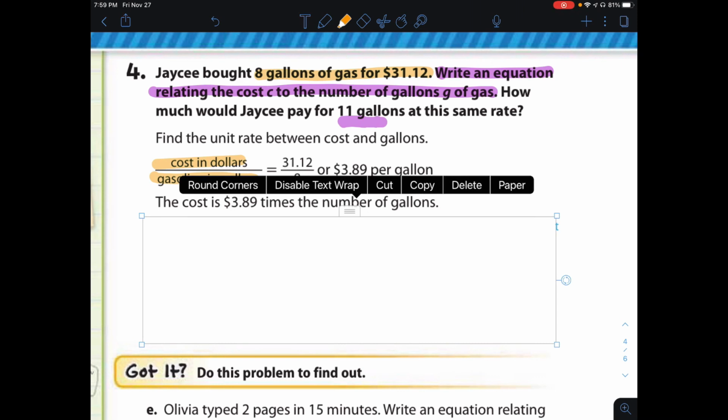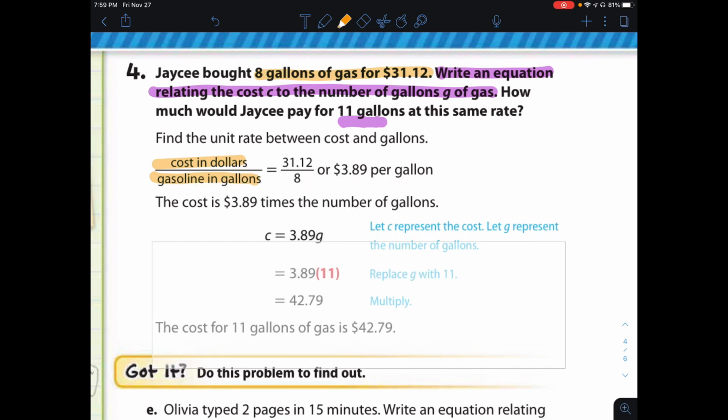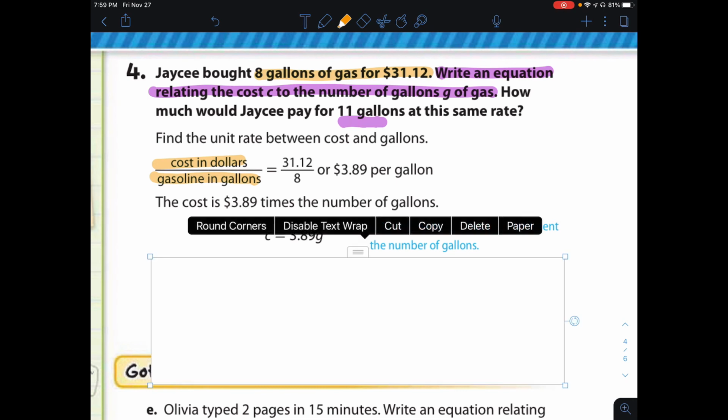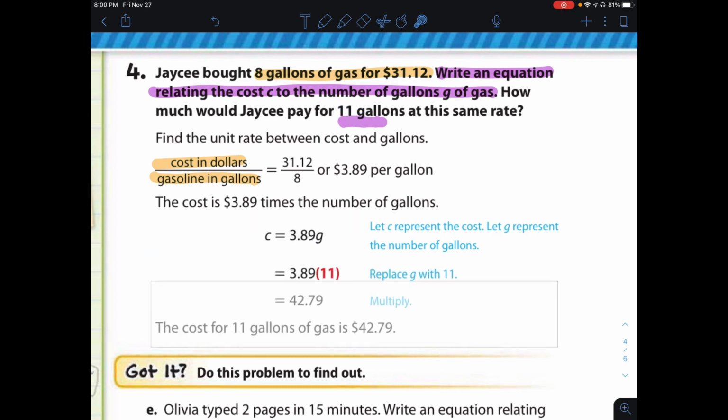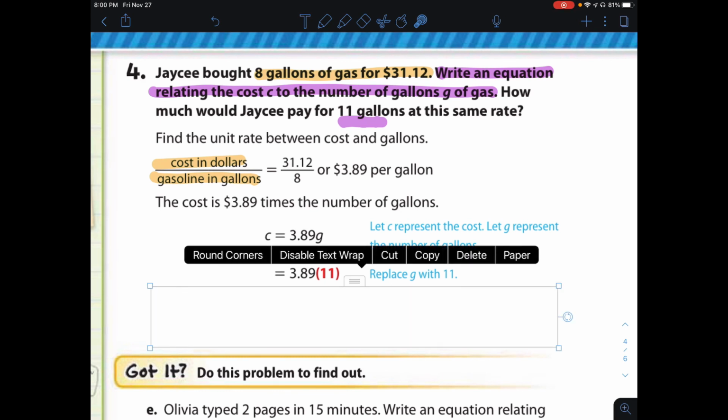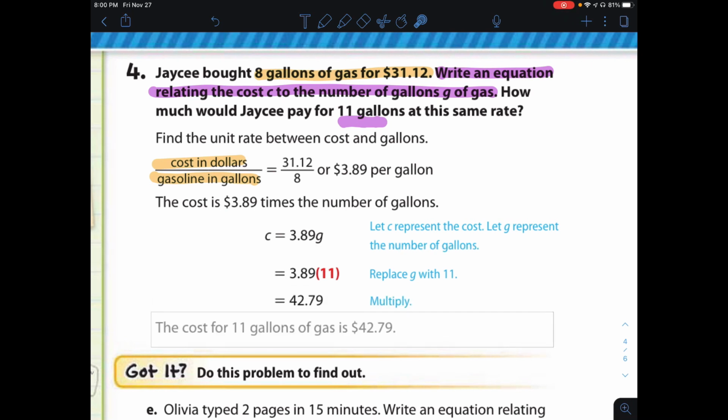Now what we need to do is multiply that with the number of gallons. Just like in example number 3, we set up our equation, where we represent C with the cost, and G with the total number of gallons. We don't know what the cost is yet, but we know the number of gallons, which is 11 at this rate. So we substitute that to G. Now we have 3.89 times 11, which gives us 42.79, which means that the cost for 11 gallons of gas is $42.79.